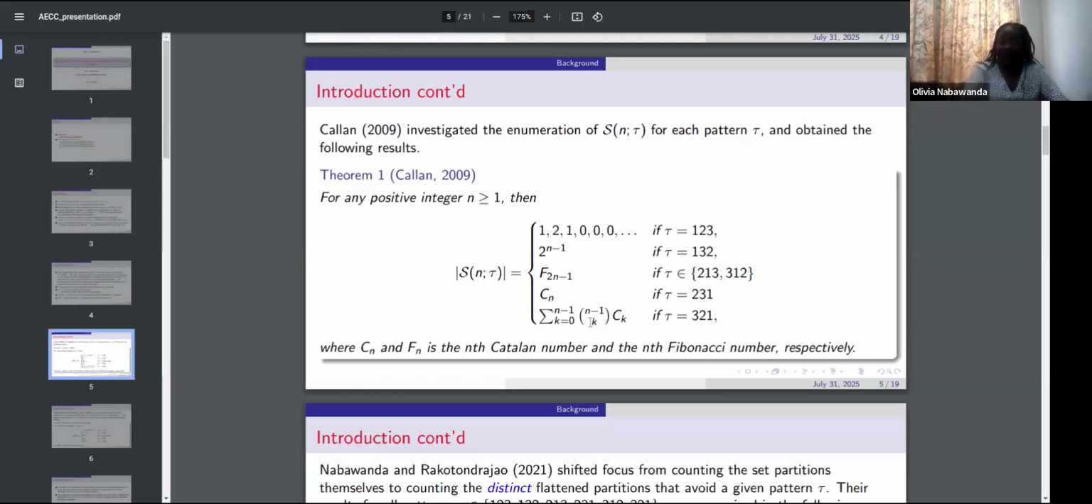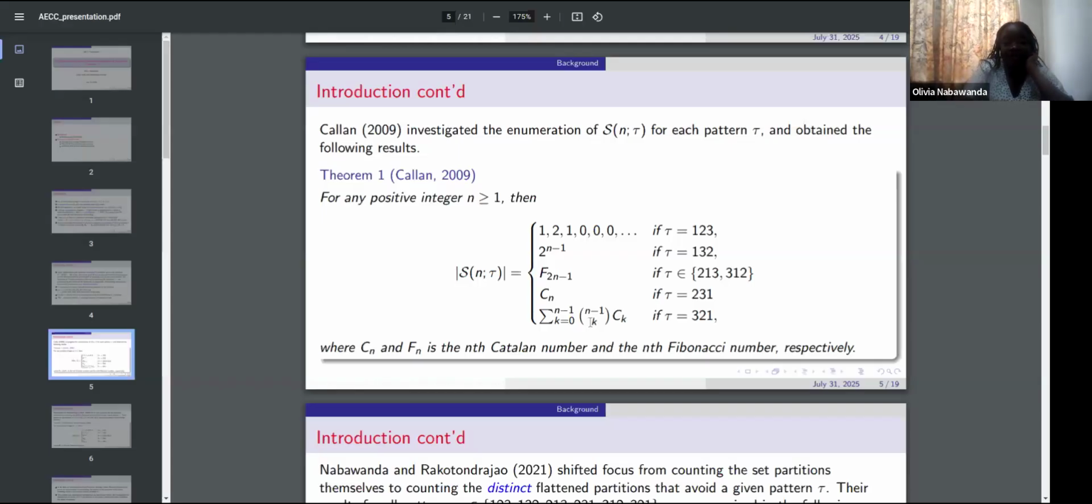And inspired by Liu and Zhang's work, we decided to explore what happens if you look at the avoidance of these patterns of length 4 on the distinct flattened partitions. And that was our main goal. And what we got so far are the following.